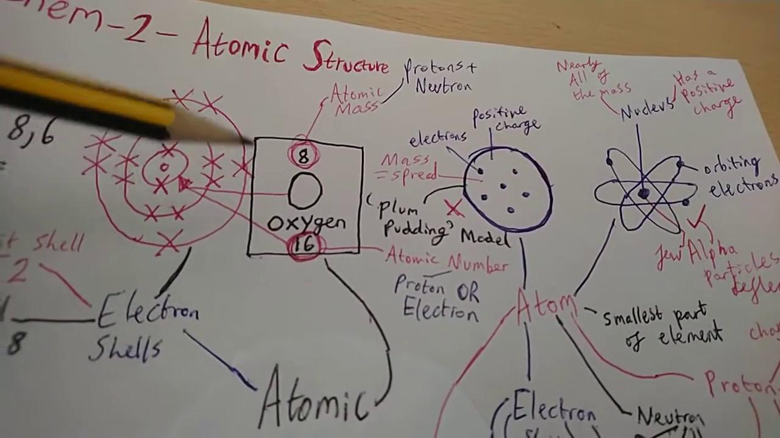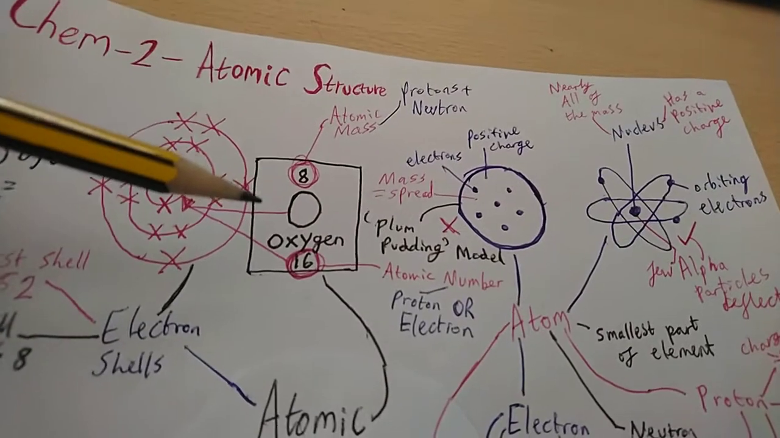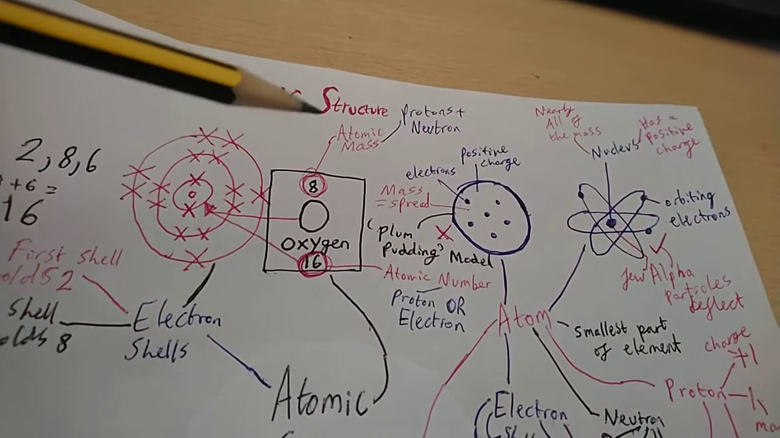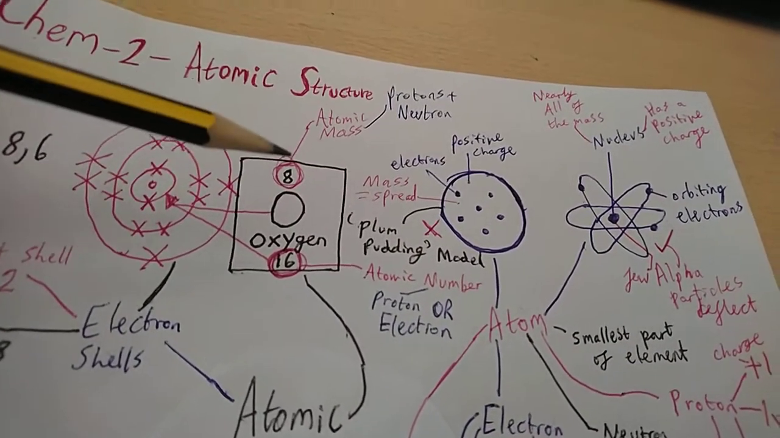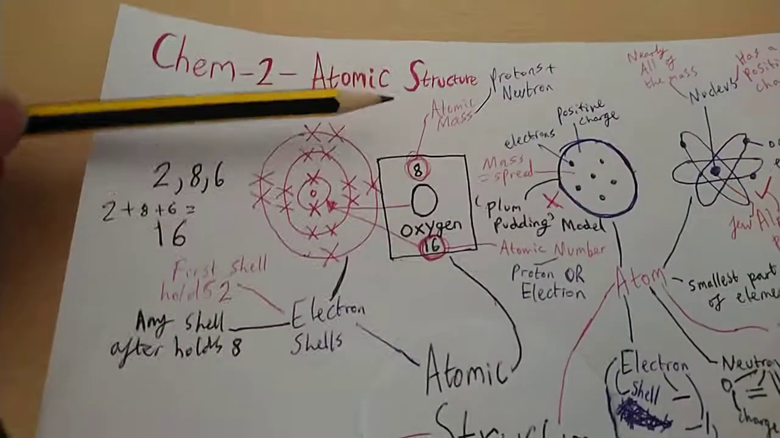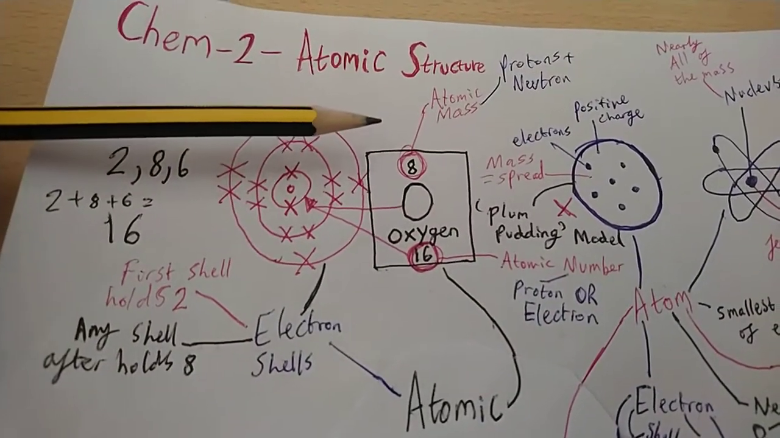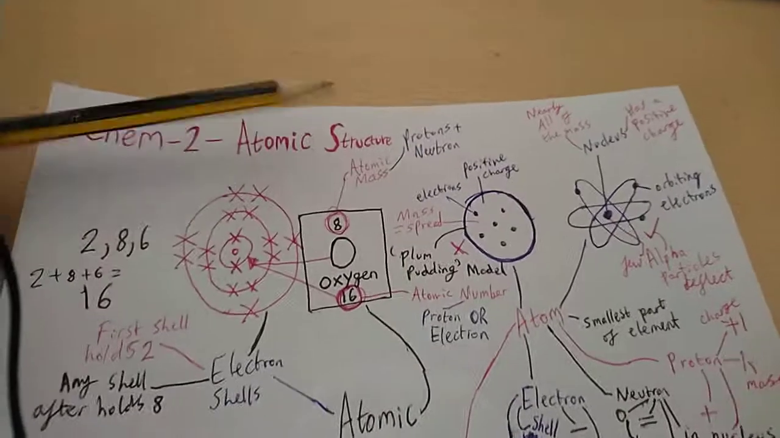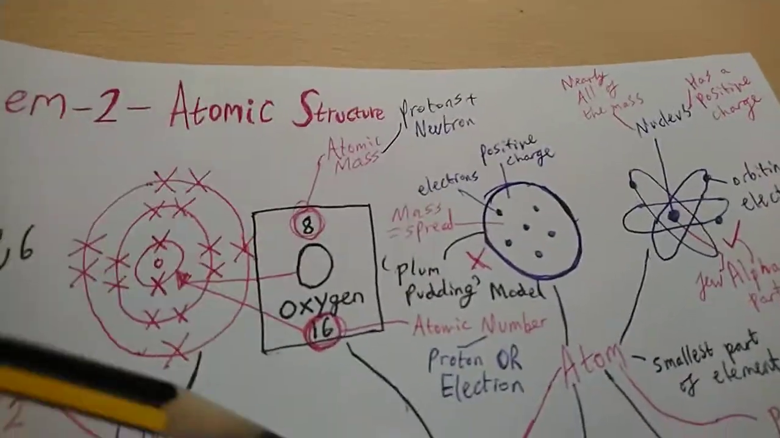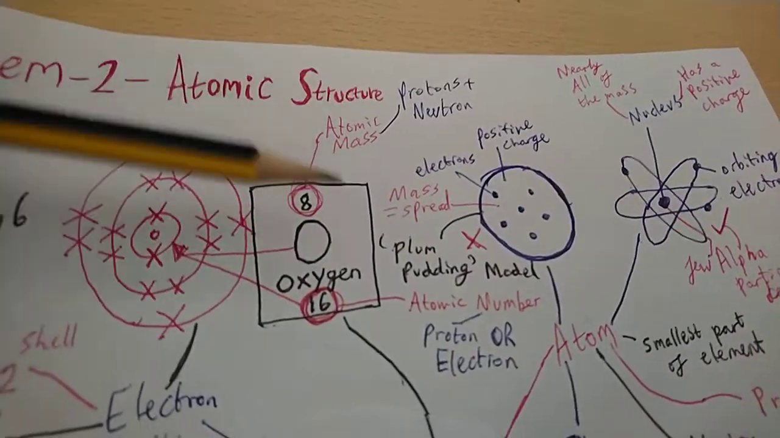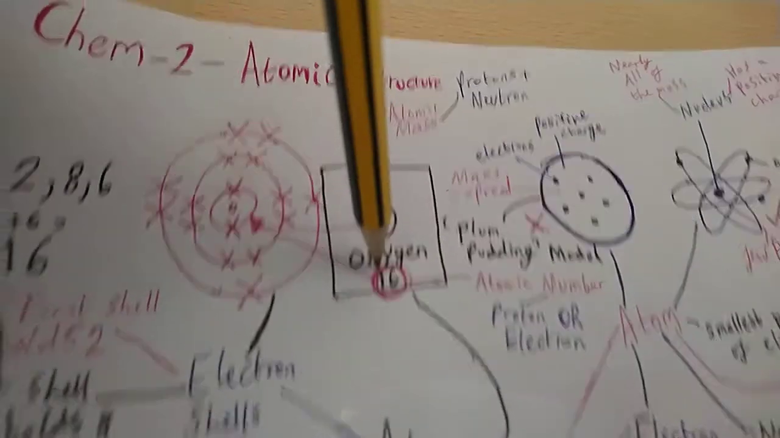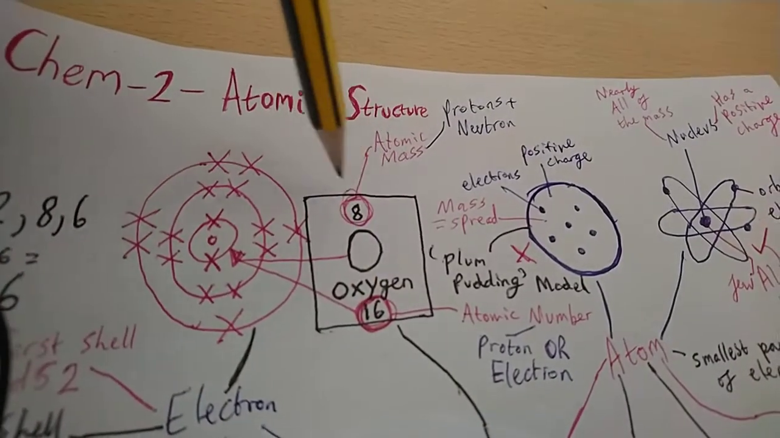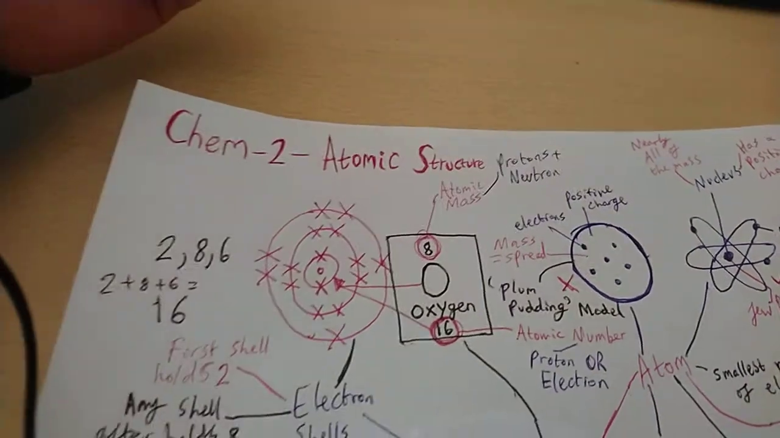This is an image of oxygen from the periodic table. The atomic mass on this is actually 16. The atomic mass will always be the bit down here, and the atomic number will always be the one up here. I just got it the wrong way around.